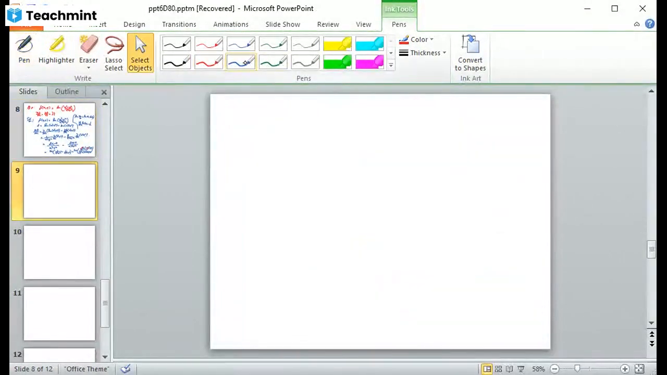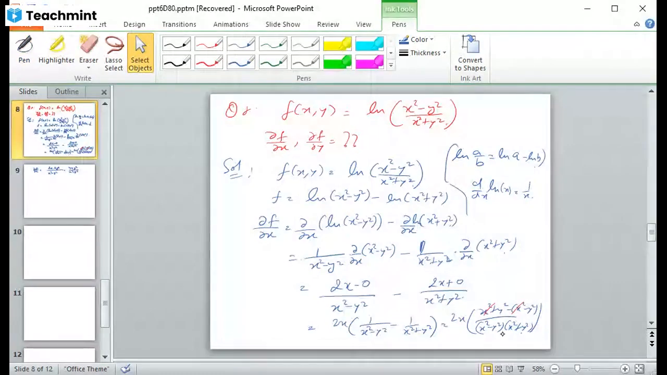So what is ∂f/∂x? It is equal to 2x into 2y square on x power 4 minus y power 4. So the answer is 4 times x y square upon x power 4 minus y power 4. Because (a square minus b square) times (a square plus b square), here we are using the property (a minus b) into (a plus b) is a square minus b square.